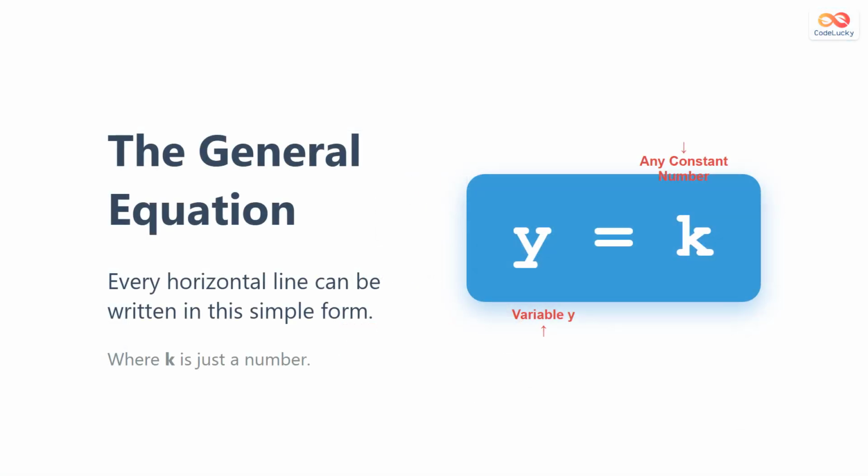This brings us to the general equation for all horizontal lines. y equals k in this formula. k represents any constant number. It tells you exactly where the line sits on the y-axis.